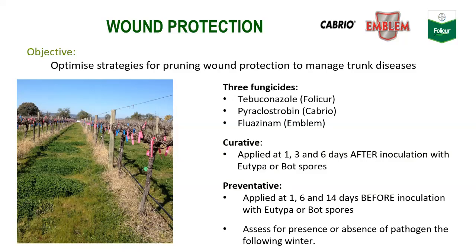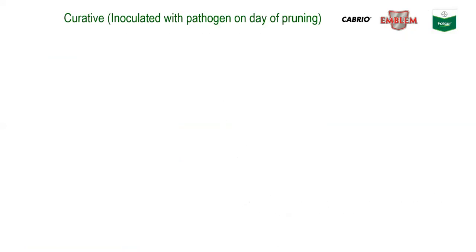We looked at 2 timings of application. One is curative, wherein we did the pruning, and then we inoculated these pruning wounds with either Eutypa or Botryosphaeria spores. And the fungicides were applied at 1 day, 3 days, and 6 days after inoculation. We also looked at preventative application, where we did the pruning and we applied the fungicide straight away. And then the inoculation was done 1 day, 6 days, and 14 days after we applied the fungicides. And again, those pruning wounds were assessed for the presence or absence of the pathogen the following winter. So today, again, I'll present the summary of these results that we got over 3 years.